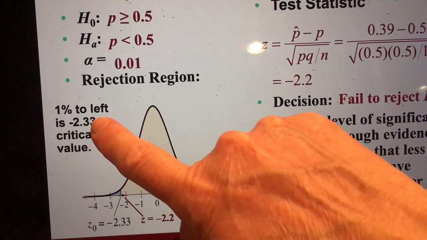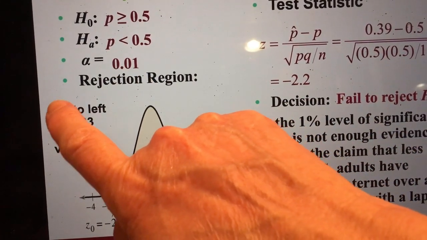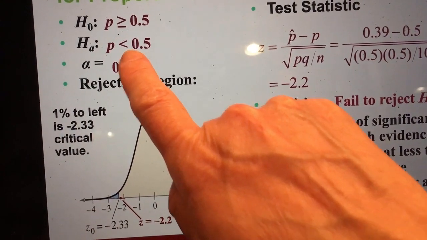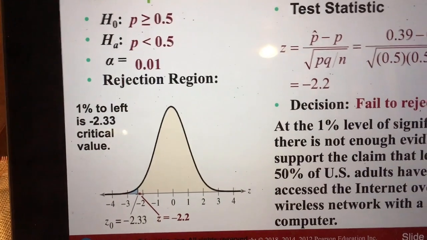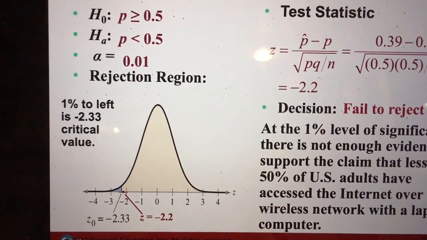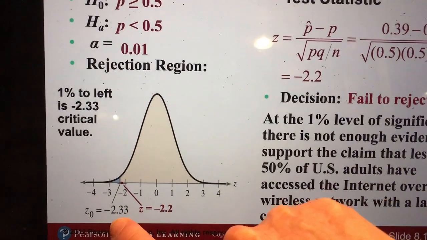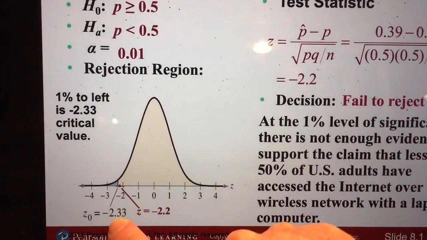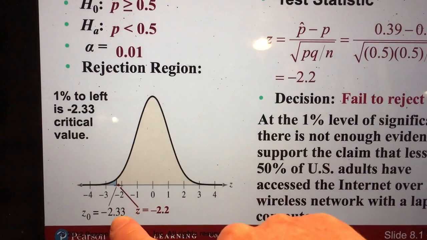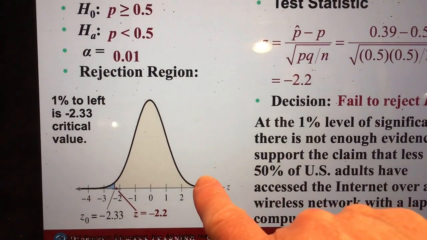So 1% is the alpha. It is the area that is going to be to the left, since this is a left-tailed test. Again, you should have hopefully learned when we use left-tailed and right-tailed from 8.1. So now here is my critical value, negative 2.33. It is the z-score that separates my rejection region from the rest of my curve.